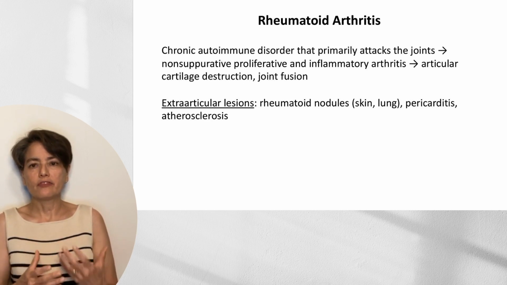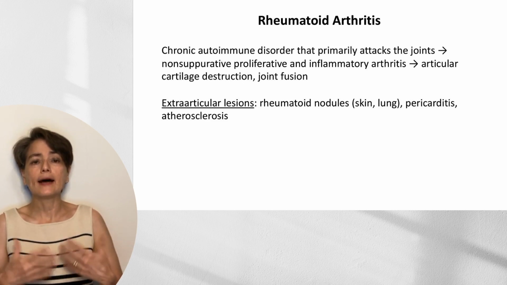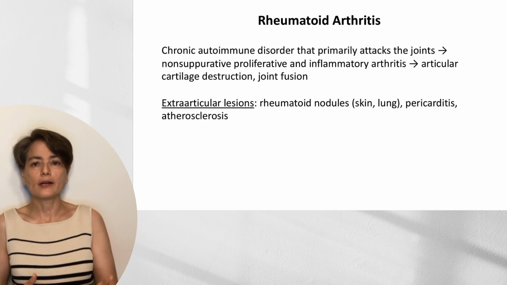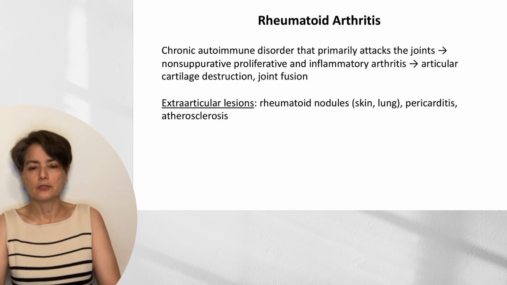Because of this inflammation, we get articular cartilage destruction, which can lead to joint fusion, something we don't see in osteoarthritis. And rheumatoid arthritis also has an impact outside of the joints. There can be rheumatoid nodules in the skin and lung, and I'll show you the pathology of that shortly. The heart can be affected with pericarditis and accelerated atherosclerosis.